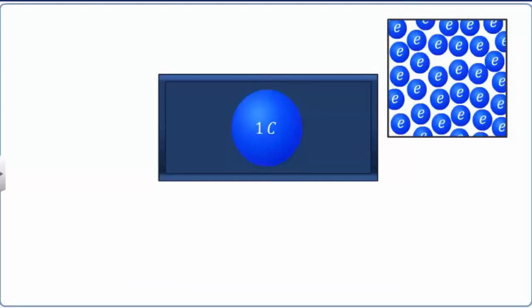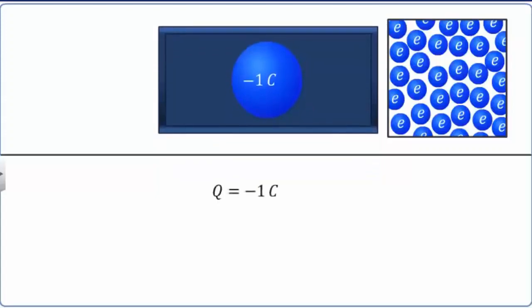Now, let us calculate the number of electrons 1 coulomb of negative charge carries. Consider a body possessing a charge Q equal to minus 1 coulomb. Let the number of electrons it has gained to become negatively charged be n. As the charge Q on a body is quantized, we have Q equal to ne, where the basic unit of charge e has a magnitude of 1.6 × 10^-19 coulomb, and Q equal to minus 1 coulomb.